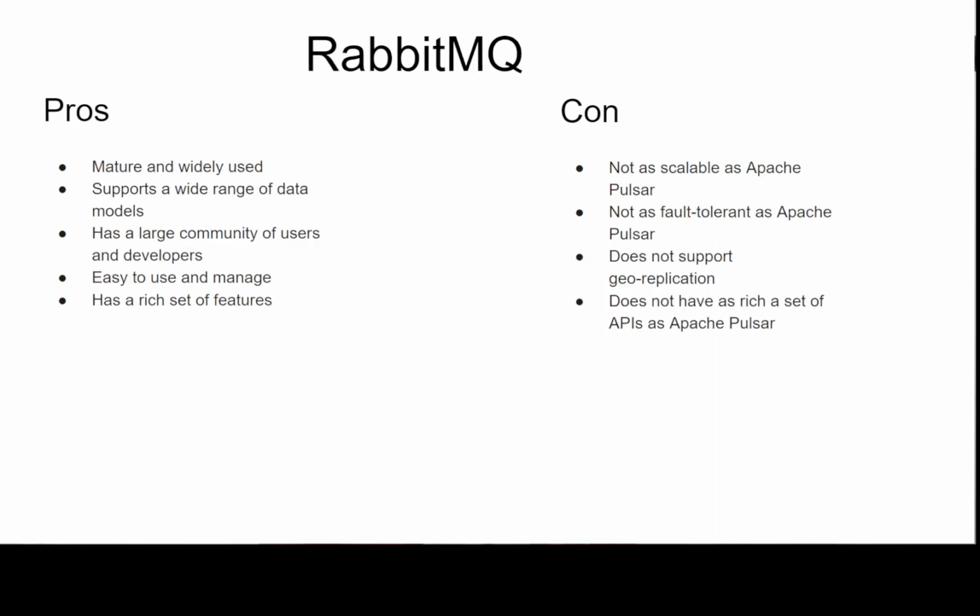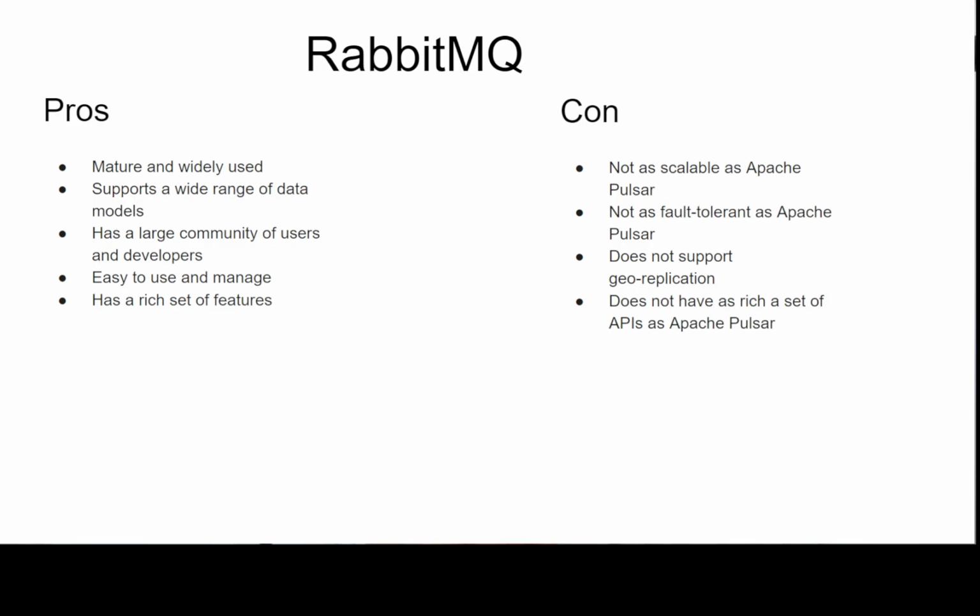Now, with RabbitMQ, it's mature, definitely widely used, more than a lot of the open source MQs that are out there. It supports a wide range of data models, has a large community of users and developers, it's easy to use and manage, and it definitely has a rich set of features. I could get more into the features if you want. Just let me know in the comments. I'll probably talk about it as well.